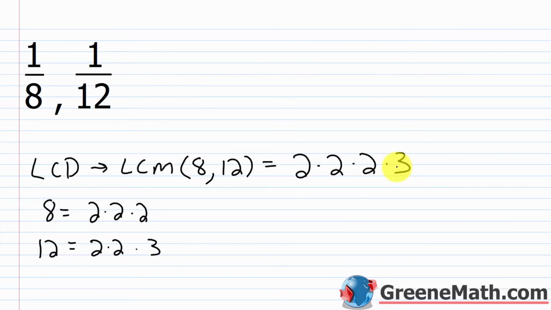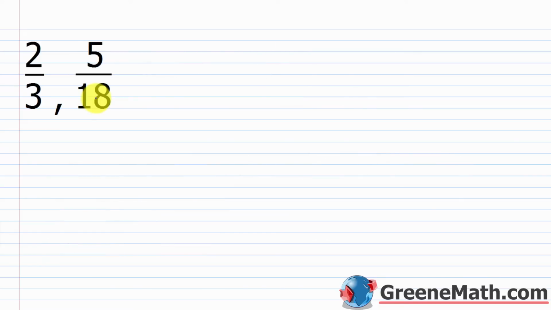All right, so now we just multiply, and we'll have our least common multiple, and therefore our least common denominator. So 2 times 2 is 4, 4 times 2 is 8, 8 times 3 is 24. So the LCD here, the least common denominator for these two fractions, 1/8 and 1/12, is going to be equal to 24. Let's take a look at another one.